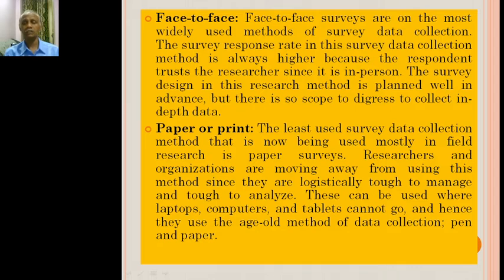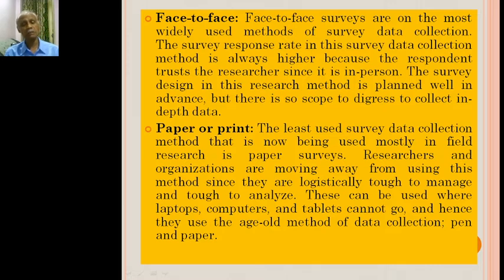Next one is face-to-face. The face-to-face surveys are one of the most widely used methods of survey data collection. The survey response rate in this survey data collection method is always higher because the respondent trusts the researcher since it is in person. Individually, the respondent is being contacted by the surveyor or the enumerator or by the researcher. The survey design in this research method is planned well in advance, but there is no scope to digress to collecting in-depth data. Most of the time it may not be possible, even though there is a personal interaction.